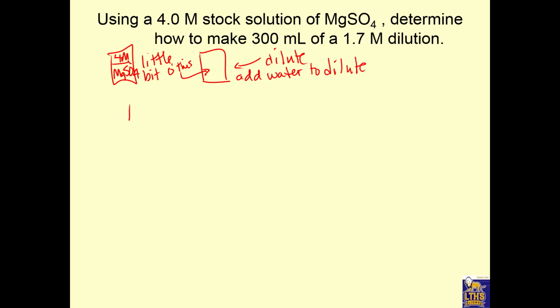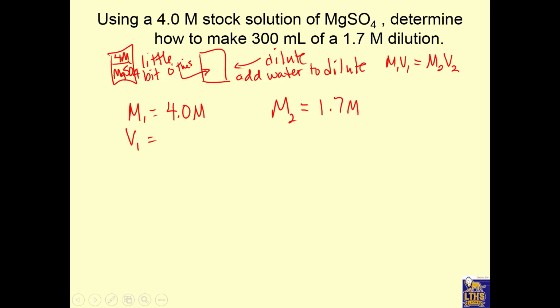Well, we have a 4 molar solution. We're going to use the equation M1V1 equals M2V2, our dilution equation. The molarity of the first solution, I always use it as my stock solution, is the higher concentration. When I'm done, I want it to be 1.7 molar. So I want it to be less concentrated.